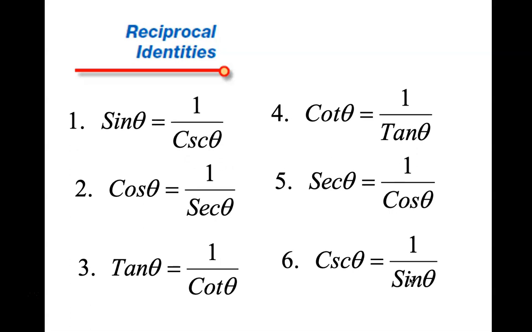Okay, the second type of identity is called the reciprocal identities. There are basically 6 of those. I can write the sine as the reciprocal of the cosecant. Sine is the reciprocal of cosecant. Cosine is the reciprocal of the secant, 1 over secant. Tangent is 1 over the cotangent. Cotangent is 1 over tan. Secant is 1 over cosine. And then cosecant is 1 over sine, or the reciprocal of sine of theta.